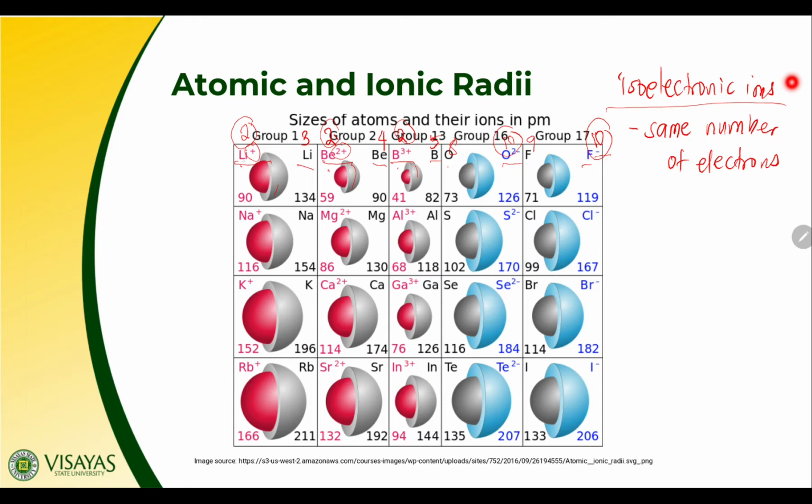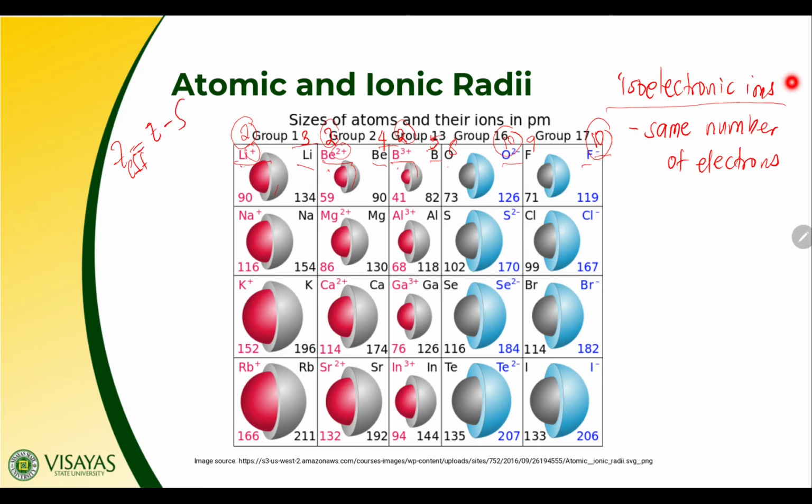Okay, let's go back to the cations. As we go from left to right, from lithium ion to boron ion, our atomic number increases, right? We still have 3 because it's the electrons that are being lost. The number of protons stays the same. So we have 3, 4, and 5 protons, whereas the electrons are being lost. Remember that our effective nuclear charge is Zeff equal to Z minus S.